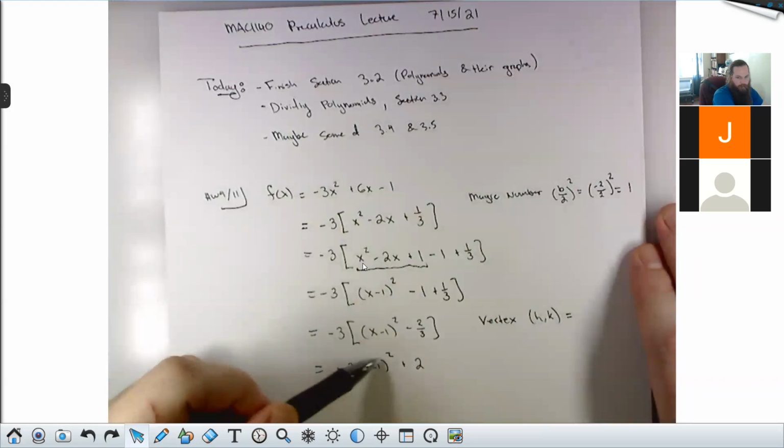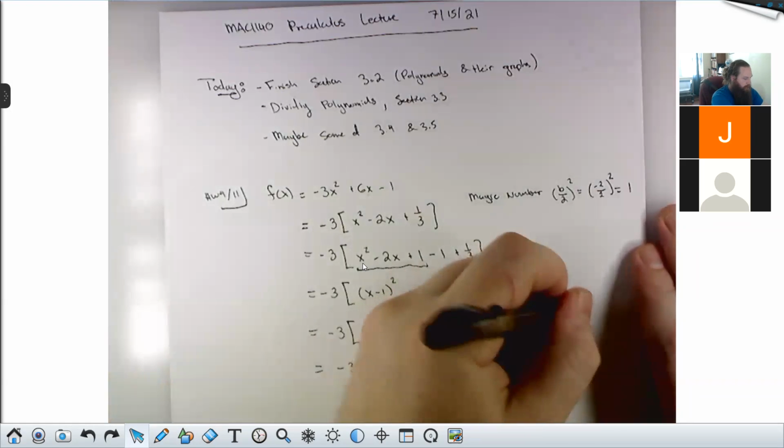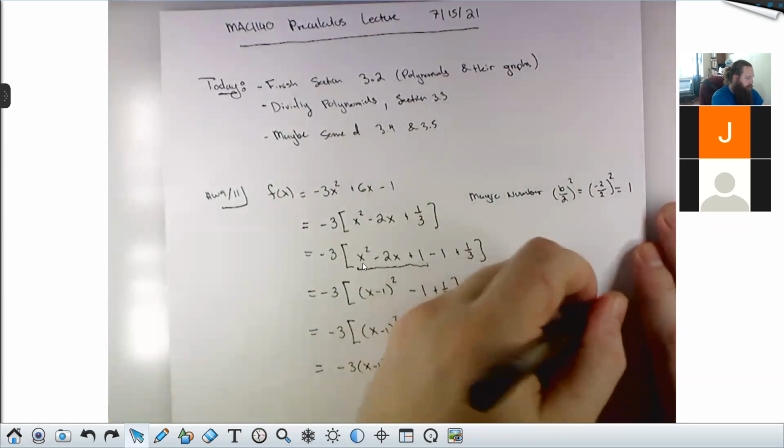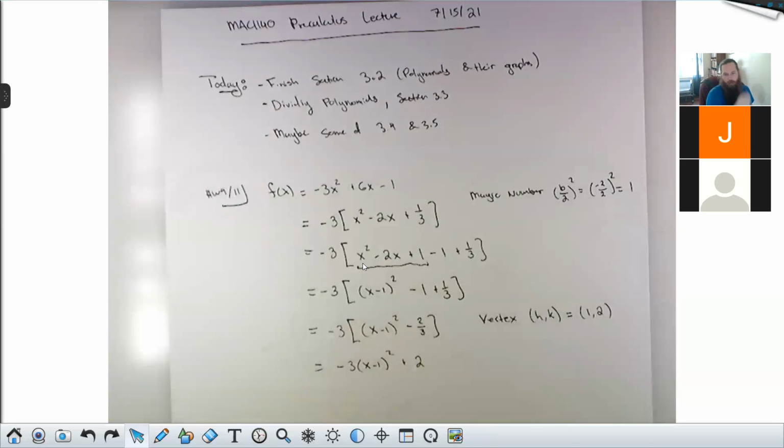this number right here is h, so x minus h, so h is 1. And this number right here is k, so k is 2. Now remember that there's a negative built into the formula, right? It's x minus h squared, so this guy, h is positive 1. But there's not a minus sign built into the k part, so k here is positive 2. The fact that a is negative 3 tells me that the parabola is going to open down.